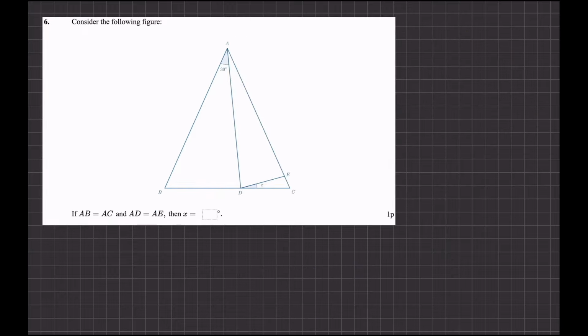Okay, finally, the last question, number 6. Consider the following figure. If AB is equal to AC, this means that the bigger triangle is an isosceles triangle because they are telling us AB and AC are equal. They are also telling us that AD and AE are equal. So this means AD from A to D and from A to E are also equal. Yes? So this means that this triangle is also an isosceles triangle. And then you are supposed to find angle X.